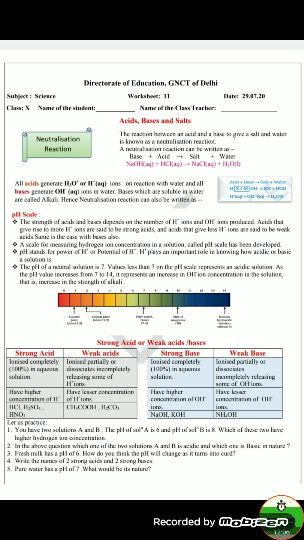Fourth, write the name of two strong acids and two strong bases. Answer of two strong acids, HCl, H2SO4 or HNO3, whatever you want to write. Strong bases we have NaOH, KOH or sodium hydroxide and potassium hydroxide. Pure water has pH of 7. What would be its nature? It is neutral in nature.